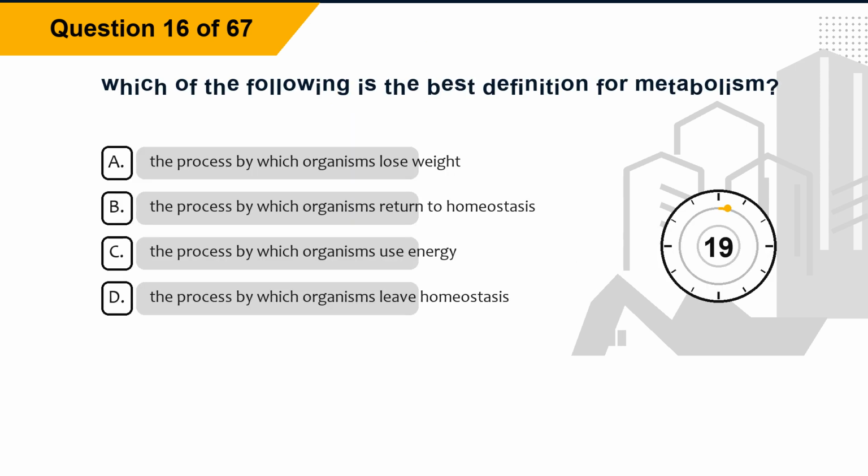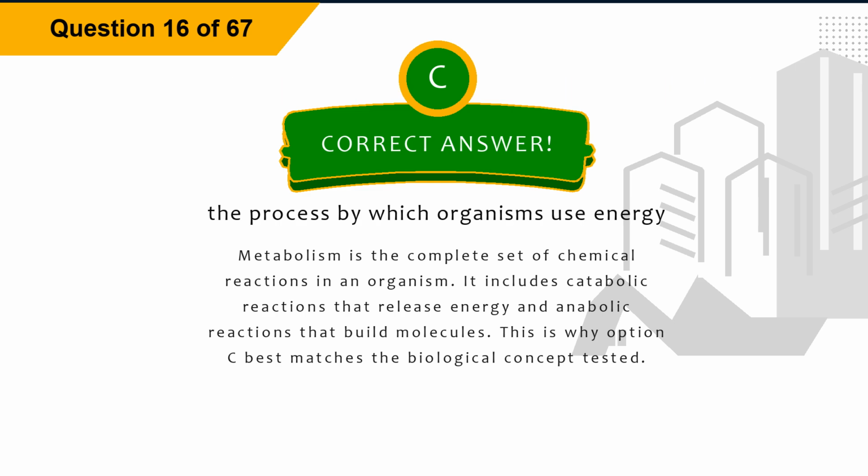Question 16. Which of the following is the best definition for metabolism? Option A, the process by which organisms lose weight. Option B, the process by which organisms return to homeostasis. Option C, the process by which organisms use energy. Option D, the process by which organisms leave homeostasis. The correct answer is option C, the process by which organisms use energy.